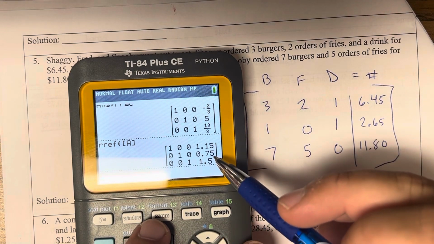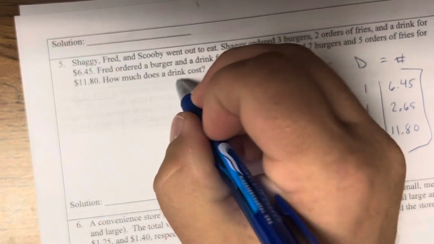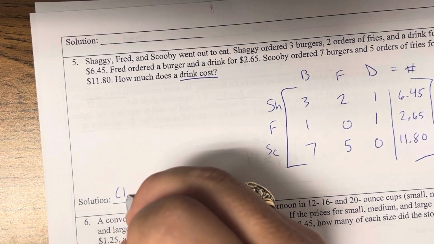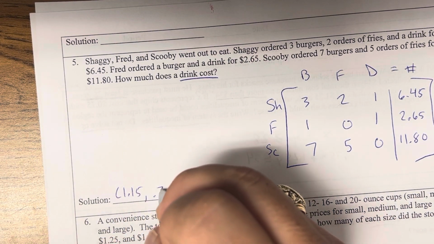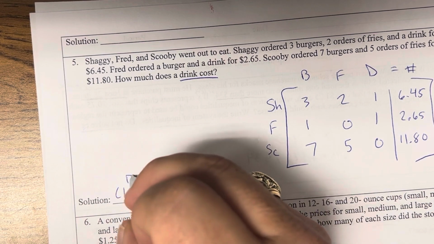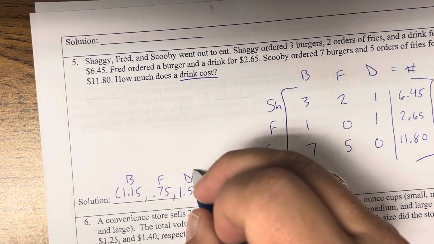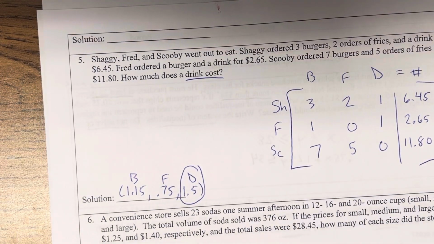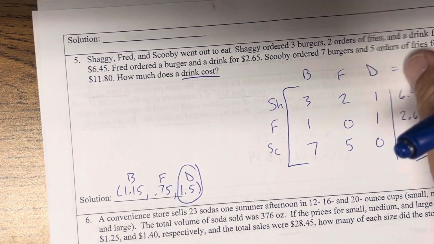And so there's the cost of each of them. And so how much does a drink cost is what I'm wanting. And so we had 1, 1.75, and 1.5. This was our burger, our fry, our drink. And so there's our answer right here. So drink costs $1.50.